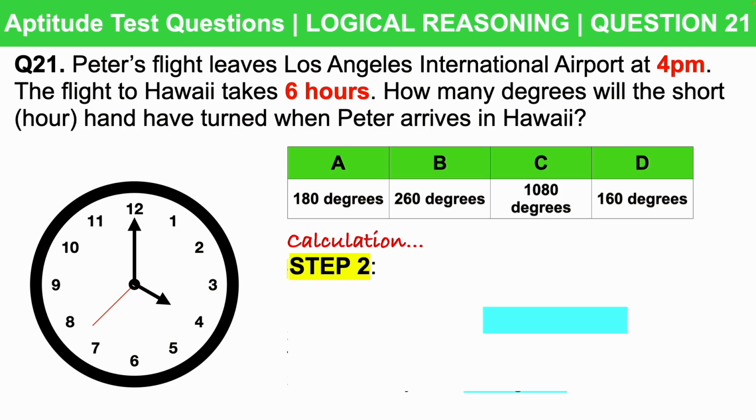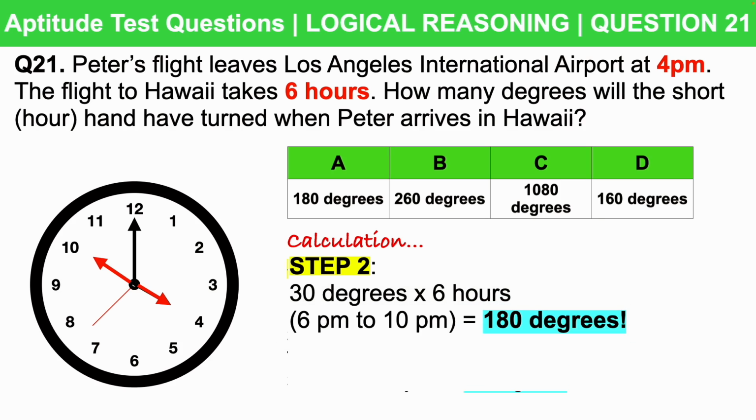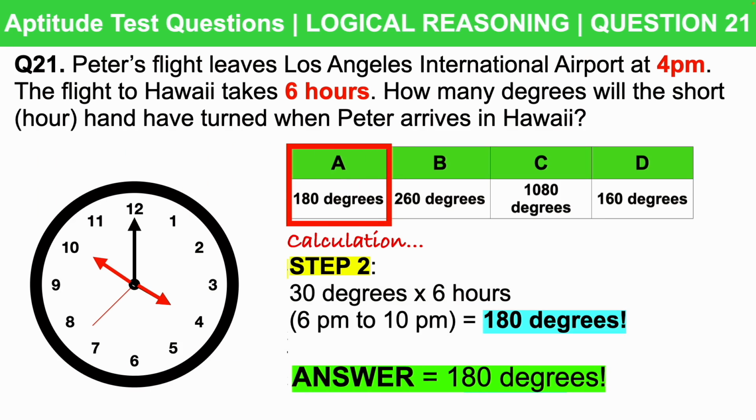Step 2 is very simple. We just need to take those 30 degrees and multiply it by 6 hours, because that's how long Peter's flight takes from LA to Hawaii. So from 4 o'clock to 10 p.m. That's 6 hours, so 4 p.m. to 10 p.m., 30 degrees times 6 equals 180 degrees. Therefore, the answer is simply A, 180 degrees.